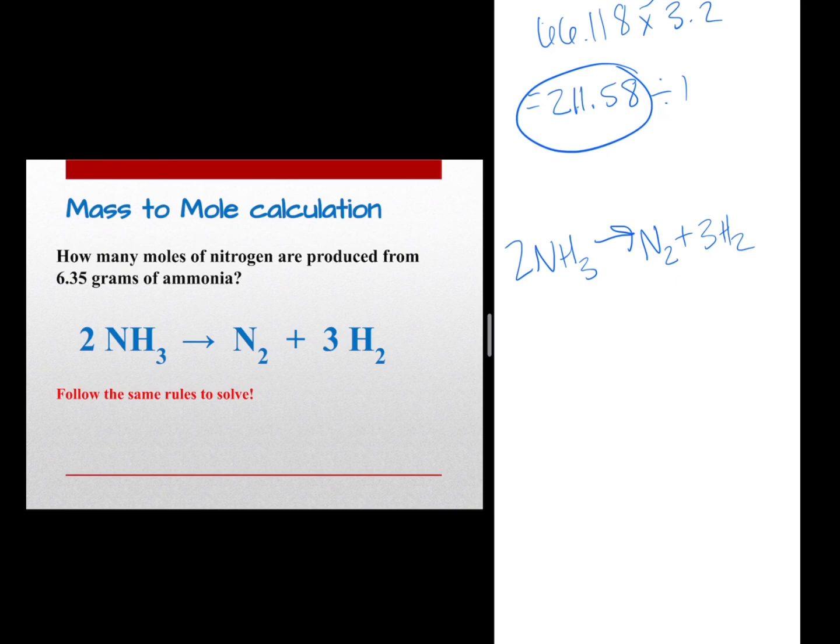All right, first step, write what you know from the question above the equation. How many moles of nitrogen? So above my nitrogen, I'm writing X mole question mark. And I have 6.35 grams of ammonia, so I can write that on there. Bring your units down. I have grams, I have moles. That means I need to add up 2 nitrogen, 6 hydrogen, and find the mass.